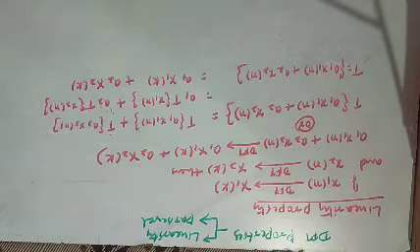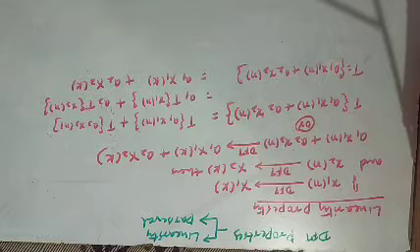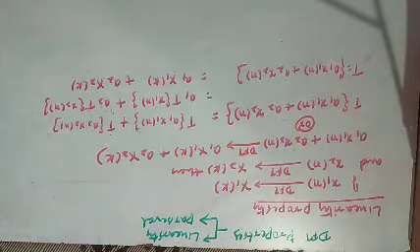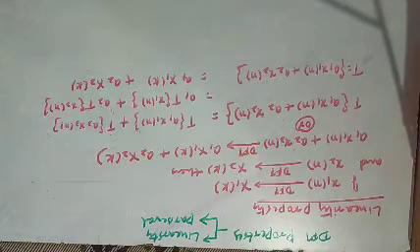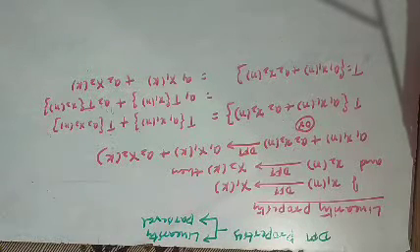If x1 of n is applied to DFT, the result will be X1 of k. Similarly, x2 of n will give X2 of k. Then a1 times x1 of n plus a2 times x2 of n applied to DFT will give a1 times X1 of k plus a2 times X2 of k. Here, in the notations used, small x is the time domain signal and capital X is the frequency domain signal, or we call it the DFT signal.